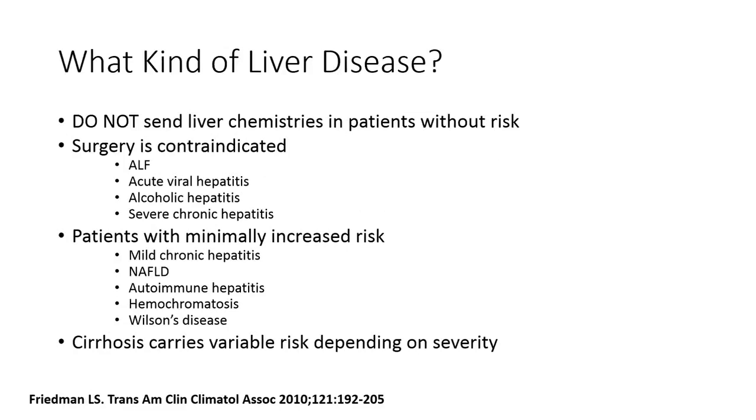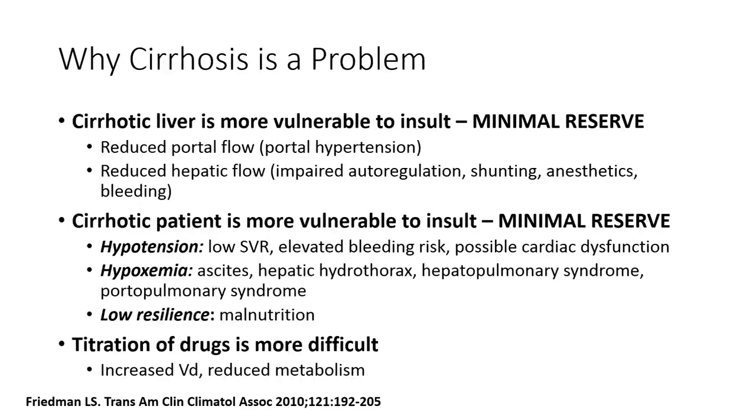Asymptomatic disease, you do not send liver chemistries. You clearly don't operate on patients who have acute liver failure unless you're doing liver transplantation. Acute viral hepatitis, alcoholic hepatitis, or severe chronic hepatitis. Out of chronic liver disease, the safe ones are mild chronic hepatitis, the ones that are relatively asymptomatic. Non-alcoholic fatty liver disease, autoimmune hepatitis, hemochromatosis, Wilson's, they are safe. Cirrhosis, though, carries variable risk depending on severity. So that's the pathology we'll focus on during the last segment of this. So why cirrhosis?